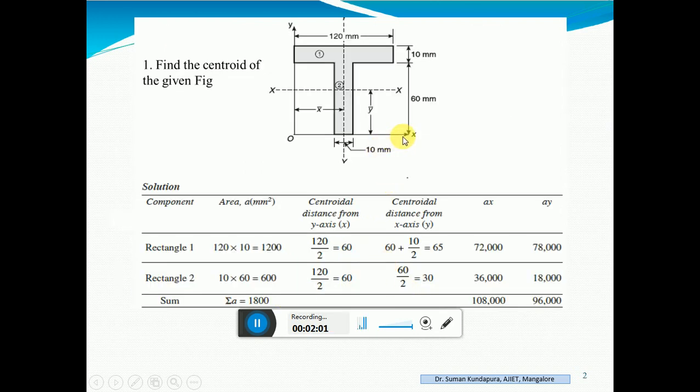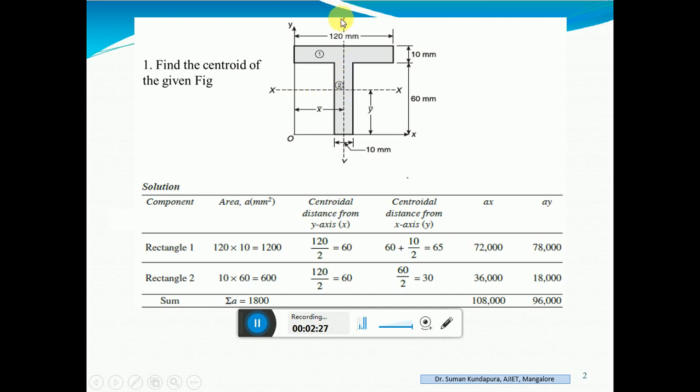Now, with reference to what do I have to consider the x bar and y bar? You have to take the reference axis. Here it is given the reference axis OX and OY. But if it is not given, you can take the extreme corners touching the figure as the reference axes OX and OY. From here you are supposed to find out the distance of x for each of the rectangles.